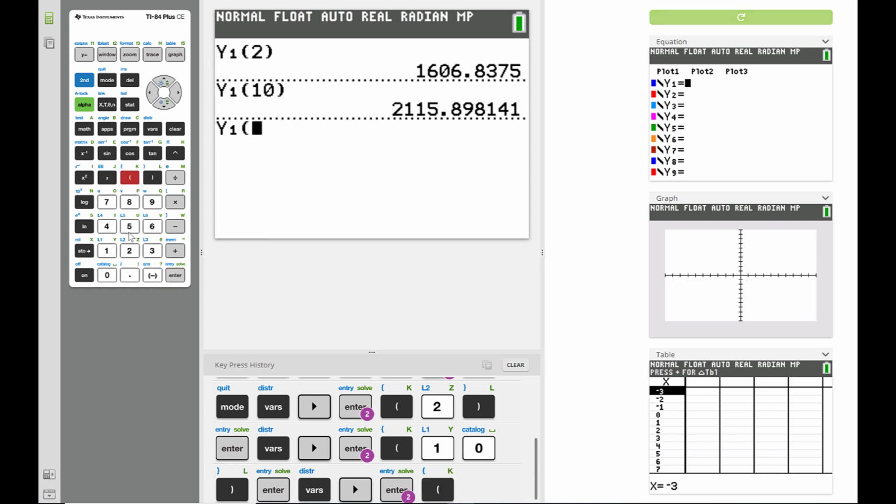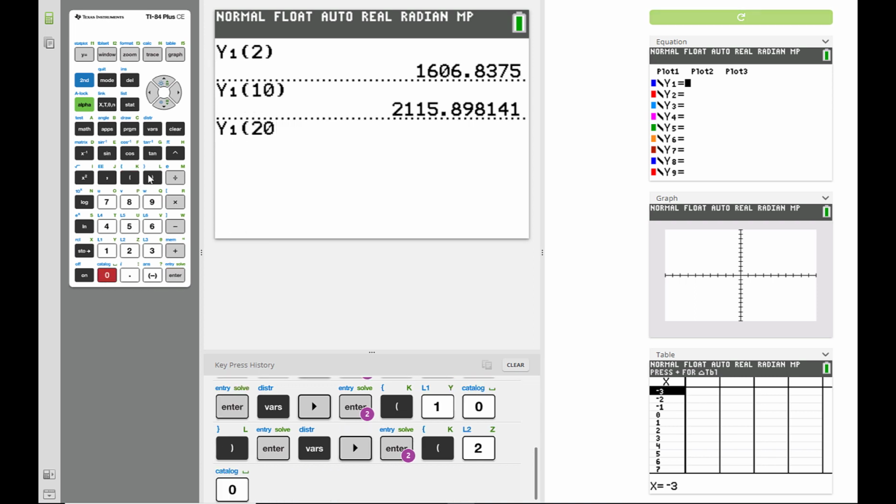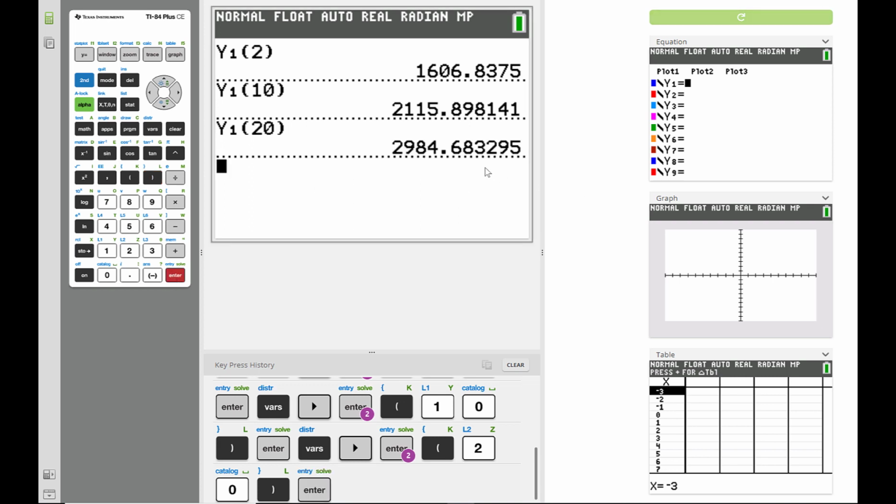Let's go back to vars, y vars, and y1 so we can evaluate our last value here. We have y1, open up a set of parentheses, 20, close the parentheses, enter, and we get 2,984.683295. So you can see there is more than one way that you can evaluate these functions on your graphing calculator so that we can get these values that we were looking for.